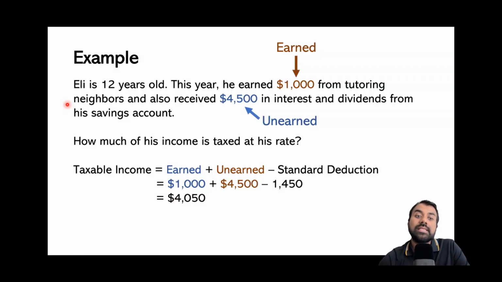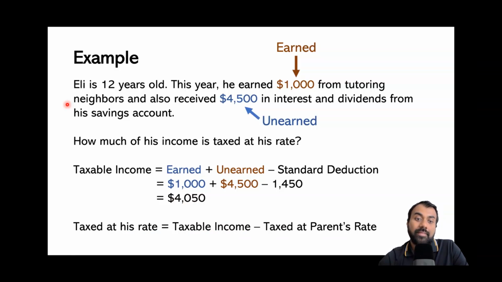Now, this is Ellie's overall taxable income. One part of it is getting taxed at his parents' rate, and the rest of it is going to get taxed at his rate. That is, the amount that gets taxed at the child's rate is equal to overall taxable income minus the amount that gets taxed at parents' rate, and this is the part that we have already calculated. So our taxable income is $4,050, and the amount that gets taxed at the parents' rate, that's $1,800. So that gives us the amount $2,250, and this is the amount that's going to get taxed at Ellie's rate.